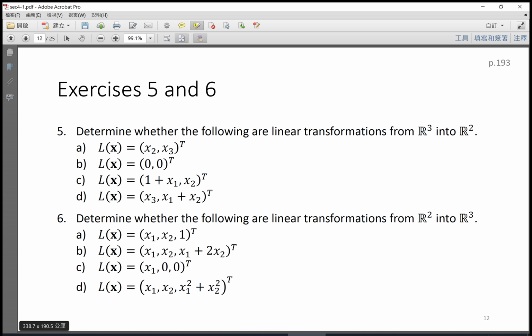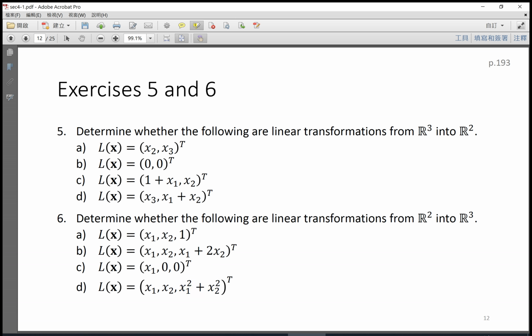In case D, L of x is defined as x1, x2, x1 squared plus x2 squared. Note that the third entry is x1 squared plus x2 squared, which is not of first order. And for this mapping, we can always find examples of alpha and x such that the homogeneity or the additivity property is not satisfied, and therefore L of x is not a linear transformation.